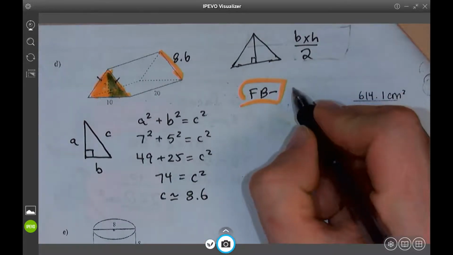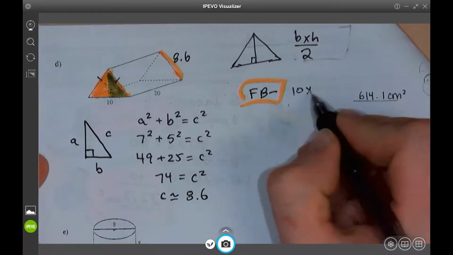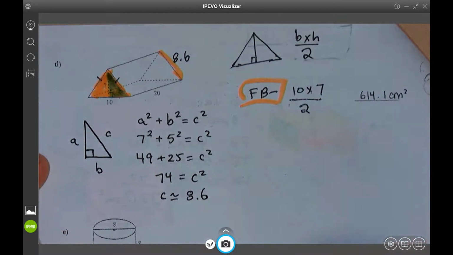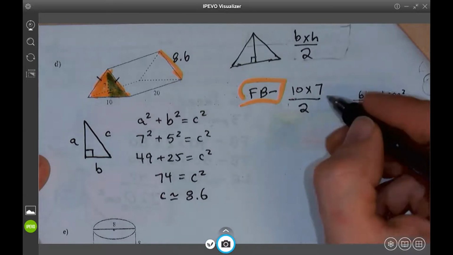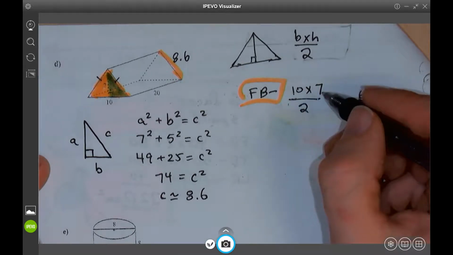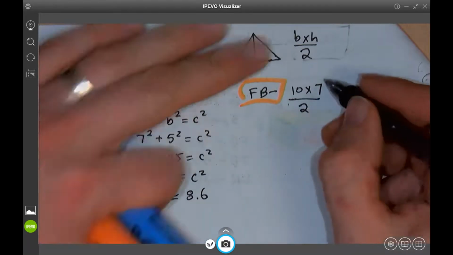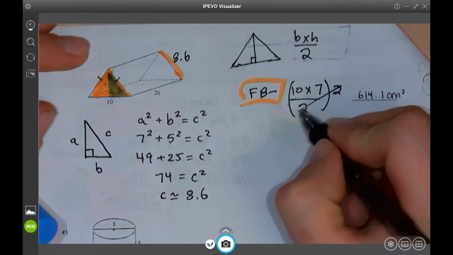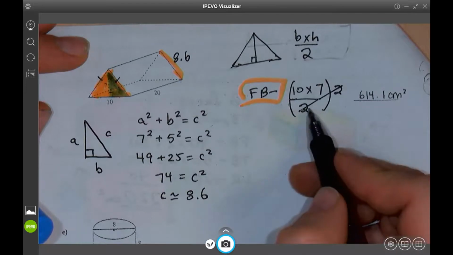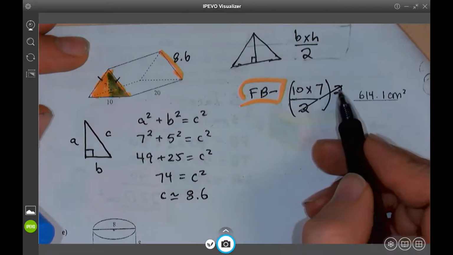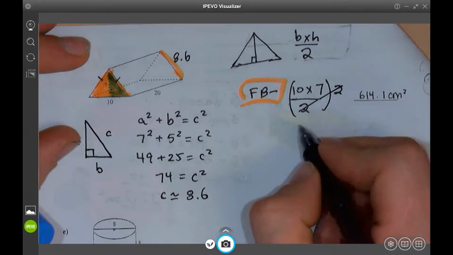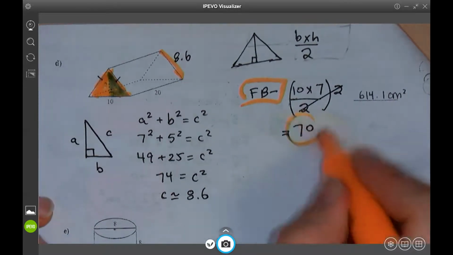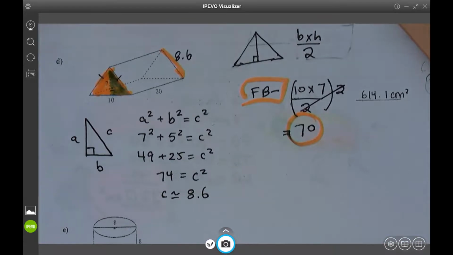So 10 times 7 divided by 2. Now again, because there are two faces, this is going to be 70 divided by 2. But again, we're going to remember that we're going to multiply this whole thing by 2. So 2 times 2, or 2 divided by 2, they're just going to cancel out. So the front and back will be 70. Okay, orange with a little bit of blue on it is going to be 70.